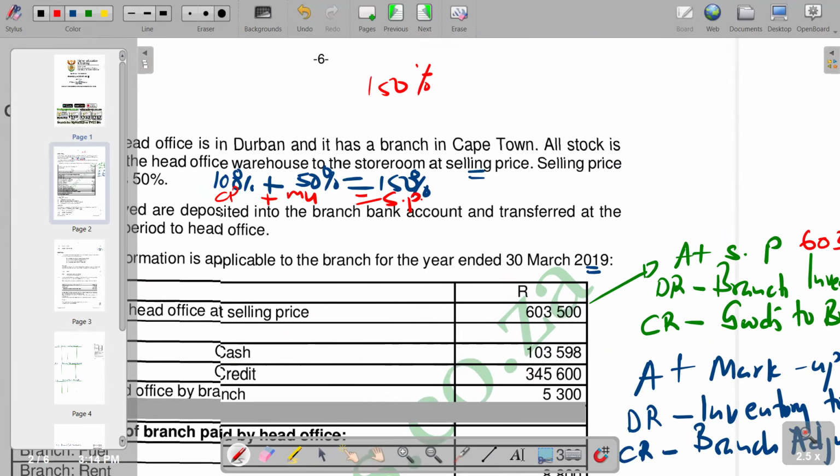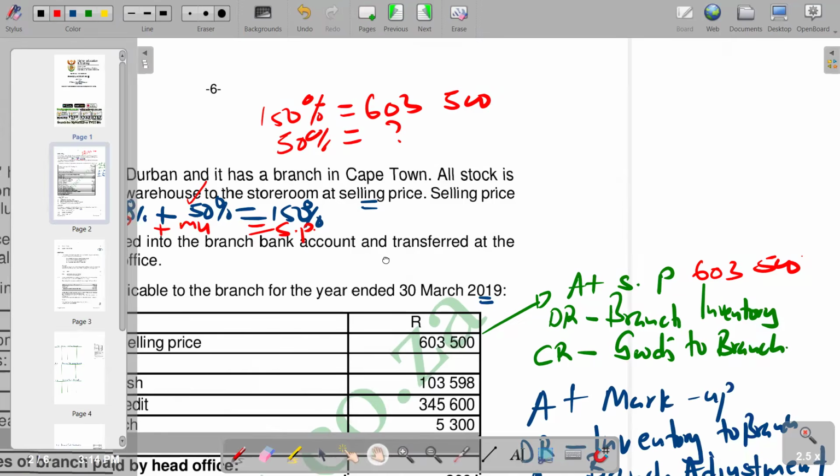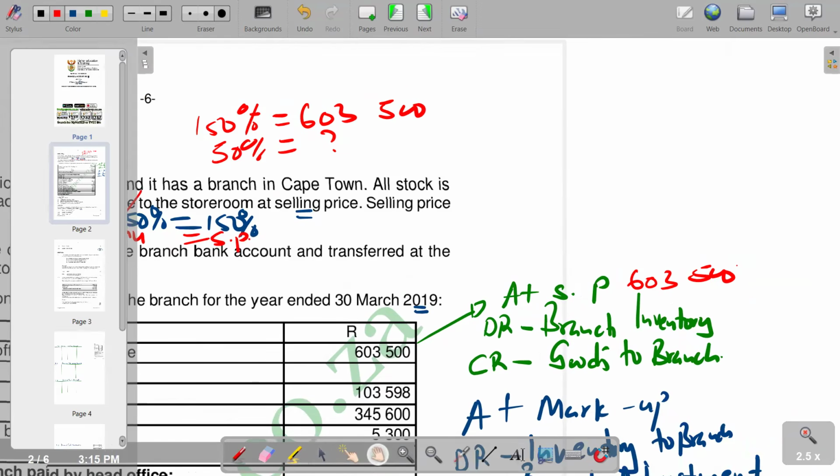150% is equal to 603,500. And then the figure that we are looking for is the markup figure, which is 50%. So 50% is the figure that we are looking for. So question mark. So we just employ that proportionate calculation, whereby we say what we don't have is 50%.